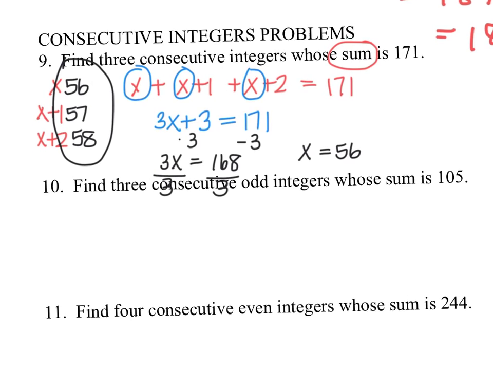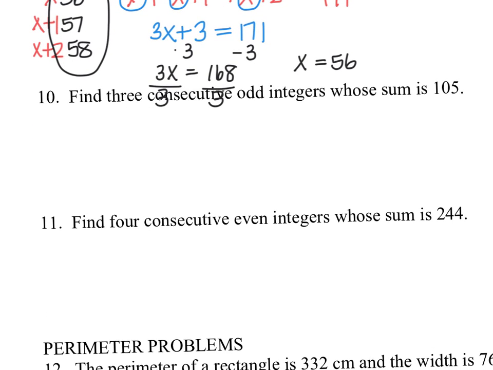Number 10, we want 3 consecutive odd numbers that add up to 105. Again, our first number is going to be x, but we want the next odd number. So if, for example, our number was 3, the next odd number is 5. That's 2 more than 3. So our next number is going to be x plus 2, we need to go up to the next odd one. And the last odd one would be x plus 4, every other number.